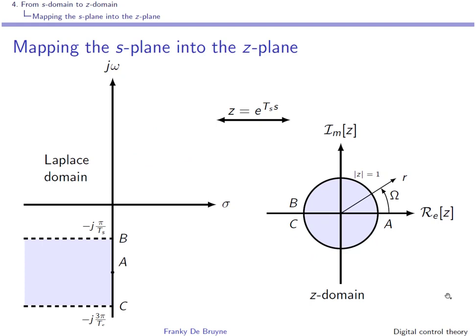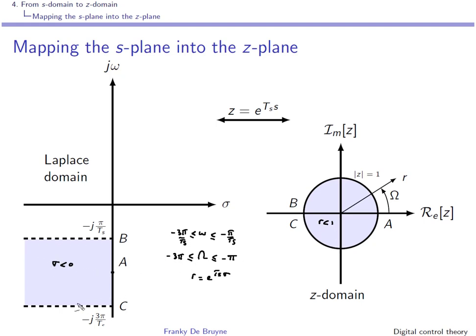So I think that you understand things by now. Here you have another interval for the analog frequency. You go from minus 3 pi over Ts up to minus pi over Ts. This corresponds to discrete frequencies from minus 3 pi up to minus pi. And here we have sigma smaller than 0, since we have r is equal to e to the Ts sigma. So this will correspond to the region r is smaller than 1.